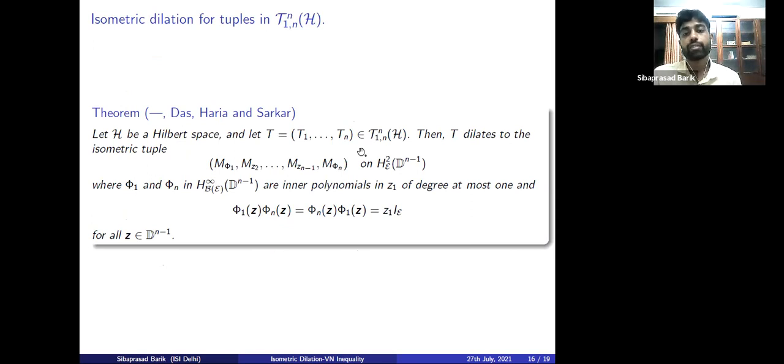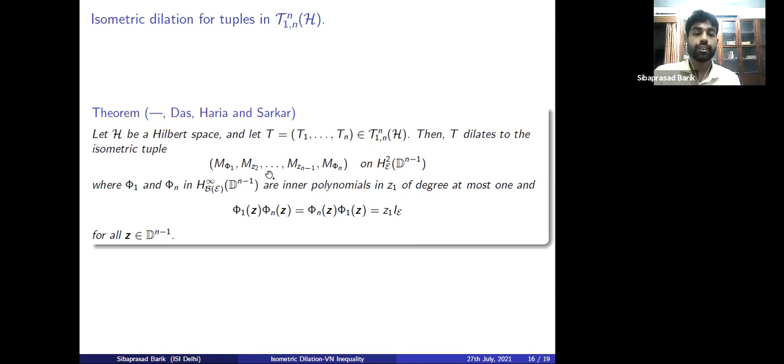So let T be a tuple in our class. Then T dilates to an n-tuple of isometries on some E-valued Hardy space over the (n-1)-polydisc, where the isometric tuple consists of Hardy shifts and multiplication operators with respect to some phi1 and phi2, where phi1 and phi2 are inner polynomials in the Z1 variable of degree at most 1, and not only that, they satisfy some interesting property. If we multiply them, they commute with each other, and the multiplication turns into the multiplication with respect to the variable Z1.